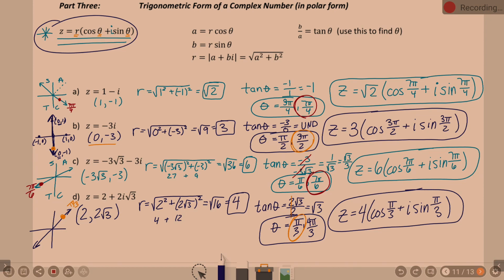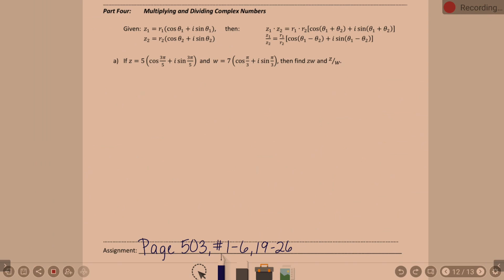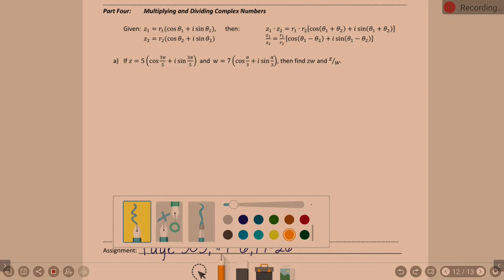How do we multiply them? How do we divide them? Given z1 is r1 times cosine theta 1 plus I sine theta 1, and z2, which is r2 times cosine theta 2 plus I sine theta 2. Here are the rules for how we go about multiplying and dividing. And it's just that simple. It's just a matter of following the rules.